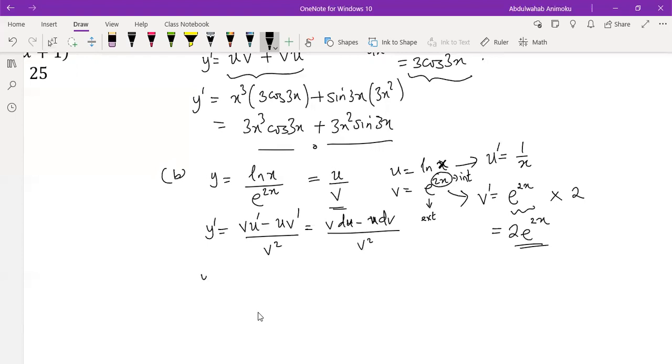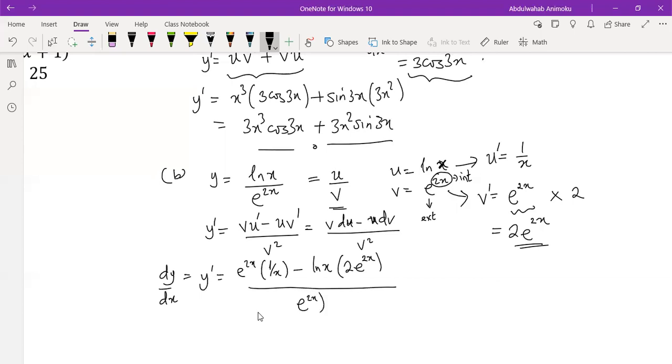Now we are ready to put all of this into y prime. So y prime, which, don't forget, is the same thing as dy dx. So this would be v, e raised to power 2x, times u prime. What is u prime? 1 over x, minus u, which is ln x, multiplied by v prime, which is e raised to power 2x, all over v squared, which is e raised to power 2x all squared.